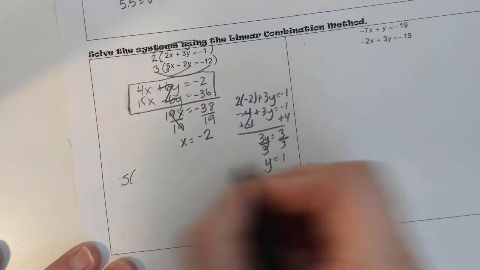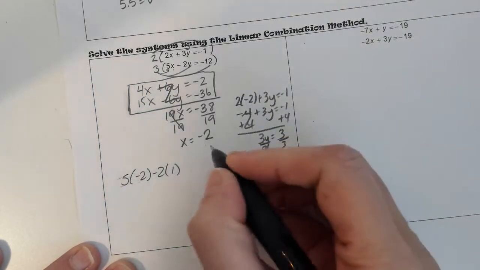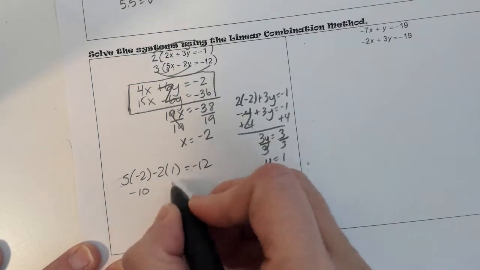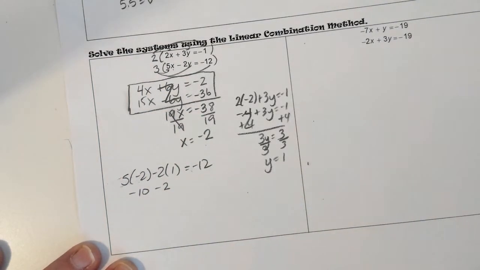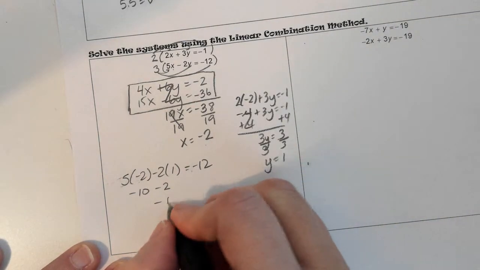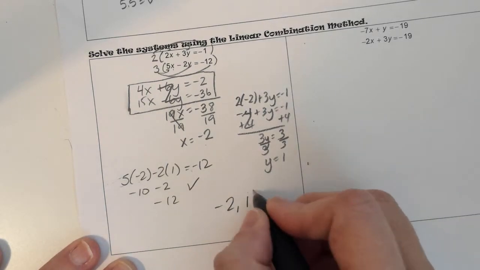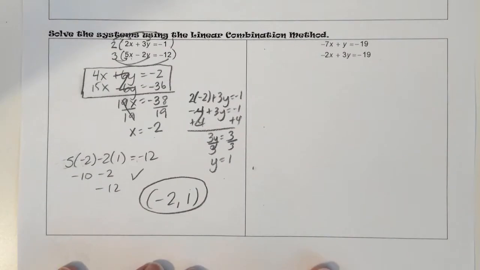So 5 times x, which is negative 2, minus 2 times 1, should equal negative 12. Well, 5 times negative 2 is negative 10. Negative 2 times 1 is negative 2. Negative 10 minus 2 is negative 12. That is a true statement. So negative 2, 1 is my solution. Number question, number answer. Okay.